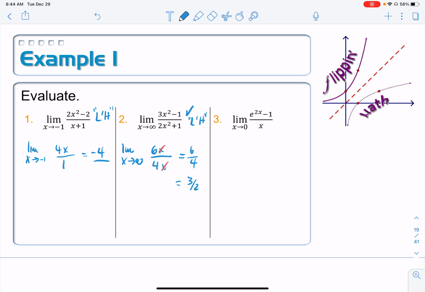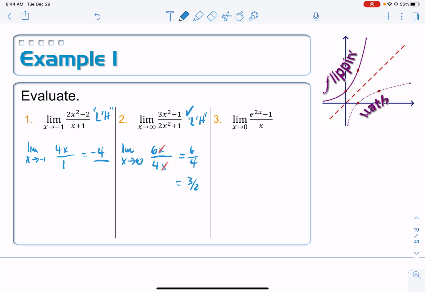Now, it is entirely possible when you're using L'Hopital's rule that you have to use it more than once. So if you use L'Hopital's rule and you get an indeterminate form, you take the derivatives again until all the indeterminate forms disappear. Now, notice that I could have done that right here because if I don't cancel out the x's, I would have infinity over infinity once again. So I take the derivative and I do get 6 over 4.